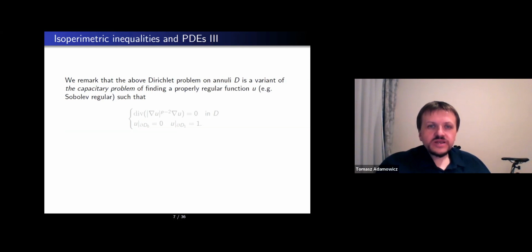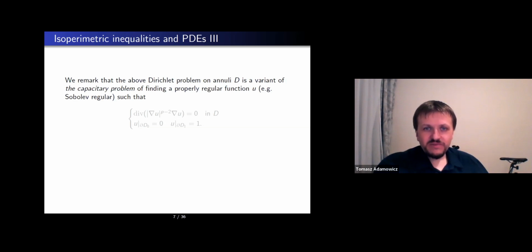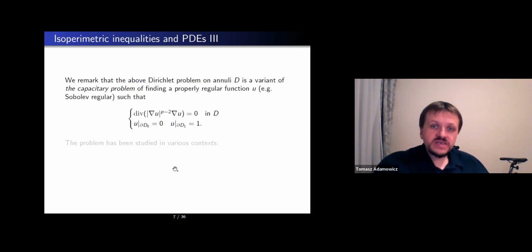At this stage, let me give a slightly wider perspective on this problem, related to the capacitary problem of finding a properly regular function u, for example Sobolev regular, such that it solves the p-harmonic equation in the given annulus with 0 and 1 data on the inner and outer parts of the boundary of the annulus. And then a part of this capacitary problem is to study the properties of such solutions.